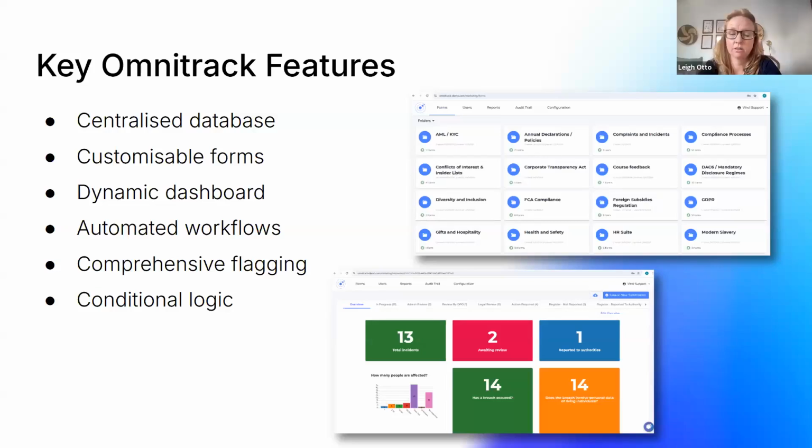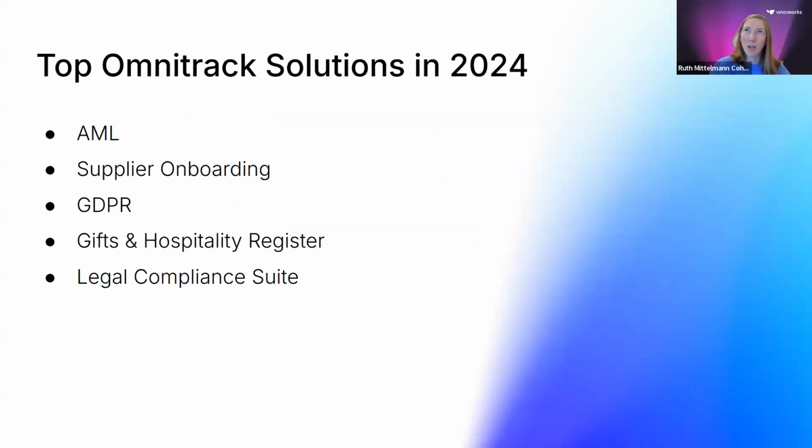That sounds great and looks completely and utterly comprehensive. I know that Omnitrack provides multiple compliance solutions, but what were the top Omnitrack solutions that organizations adopted over 2024? As you mentioned, we do have a library of over 50 different templates, but the top five that we've been working together with our clients to implement in 2024 were anti-money laundering, and that's in essence a client onboarding tool.